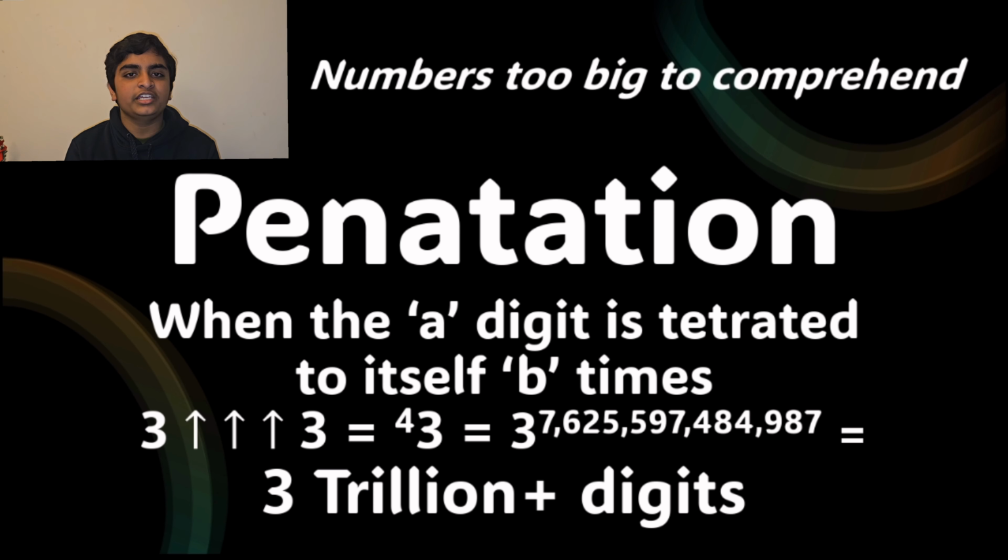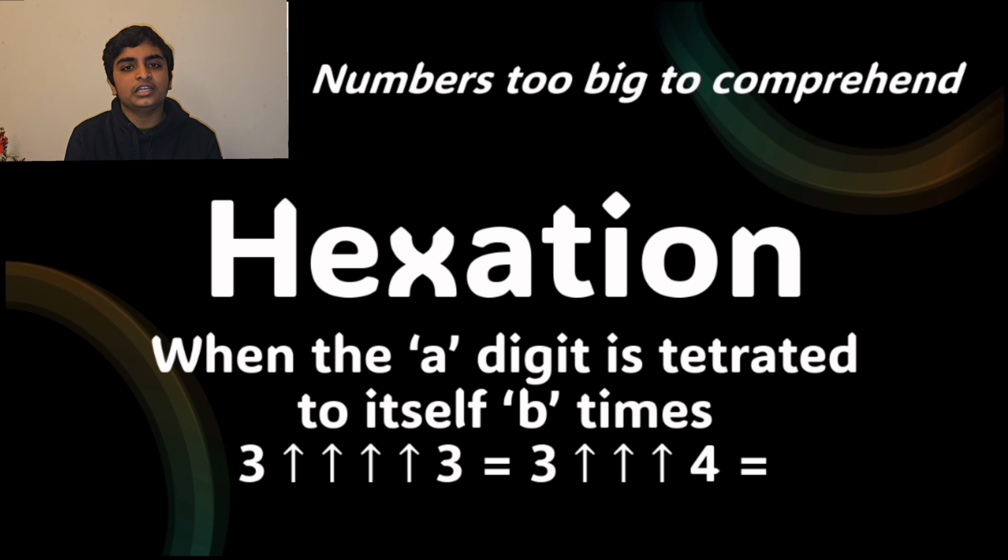Penultimately, we have pentation, which is repeated tetration, and in written form is shown as 3 arrows in the middle of the two digits. 3 pentated to itself is the same as 3 tetrated to 4, which, as we said earlier, is a number that is 3 trillion digits long. Lastly, we have hexation, which is repeated pentation, and is also shown as 4 arrows in the middle of the two values. 3 hexated to itself is a way to get us to Graham's number, which is one of the biggest numbers.